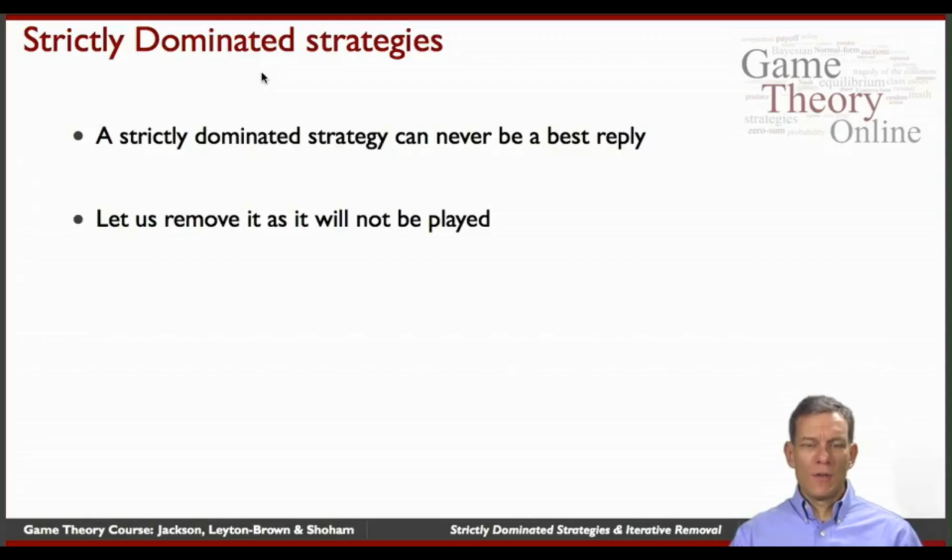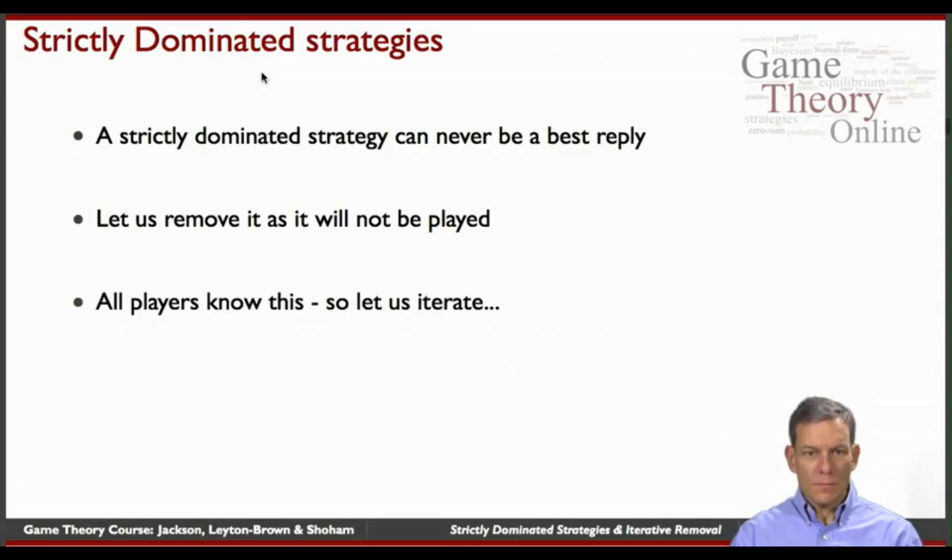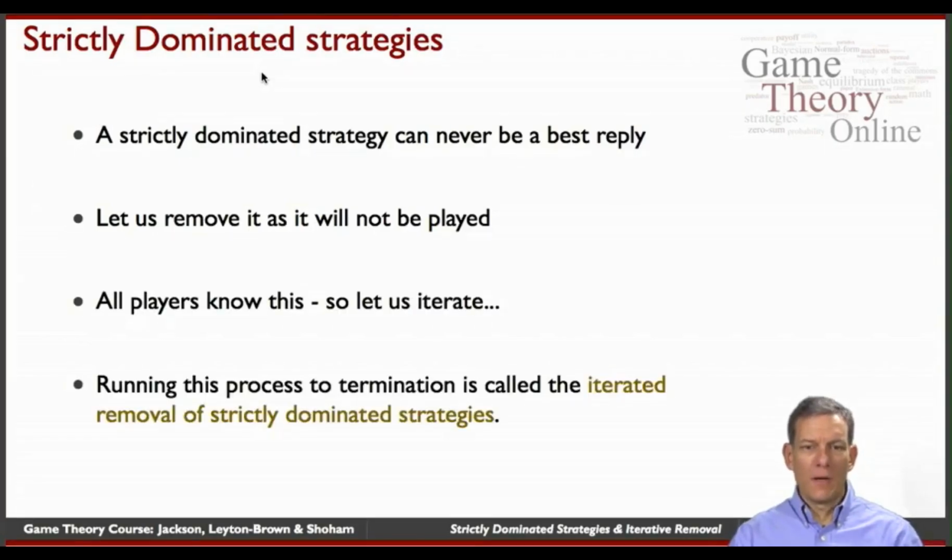And the idea of iteration is we take those out. Now we've got a simpler game. Now let's do the same thing. There might be something which is now strictly dominated in this reduced game, so a player should never play it. Then we take those out, and we get an even further reduced game, and so forth. We just keep iterating on that. It leaves us with some prediction. If there are rational players and they understand that other players are rational and so forth, they're going to be left inside that subgame. Running this process to its termination is called the iterated removal of strictly dominated strategies.